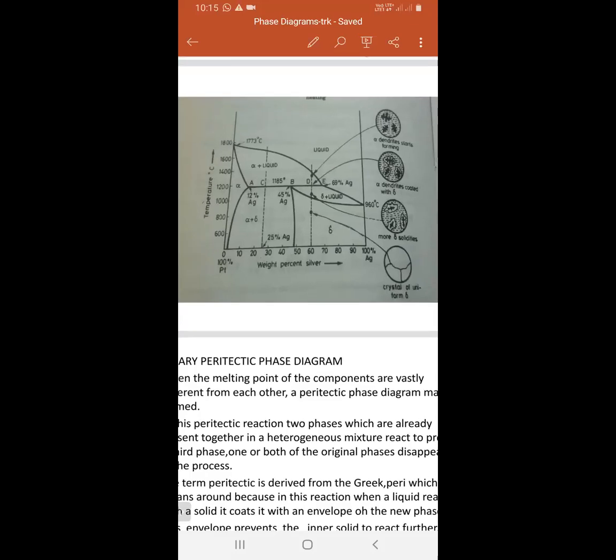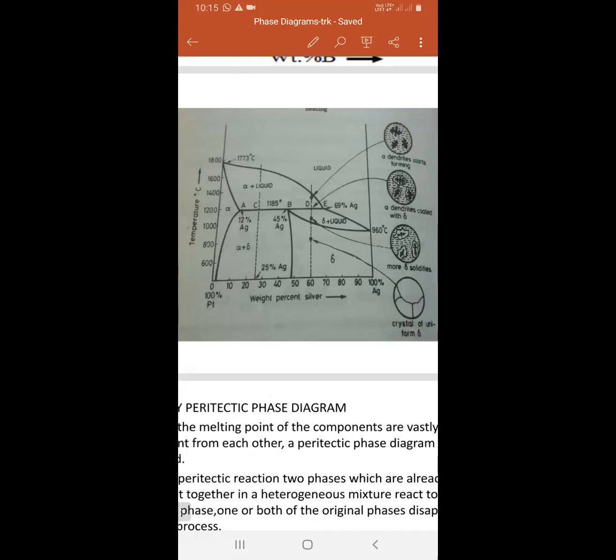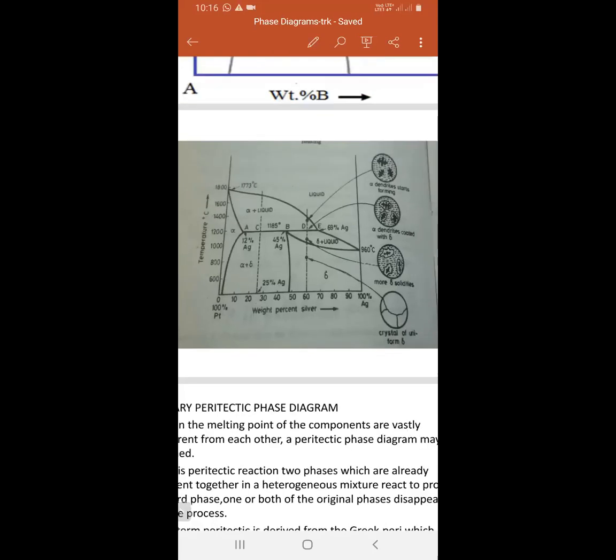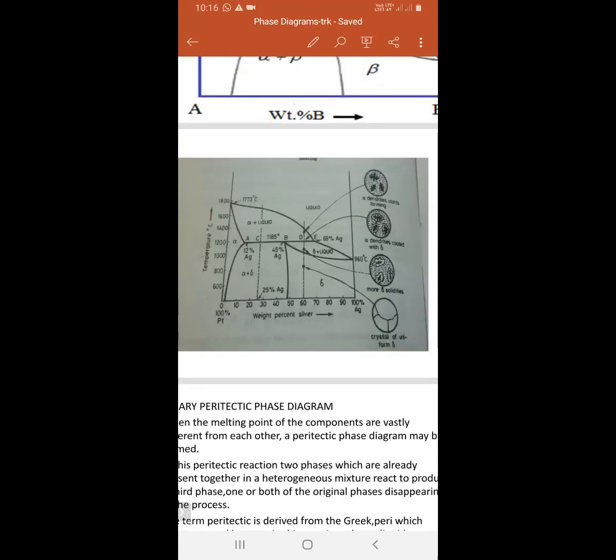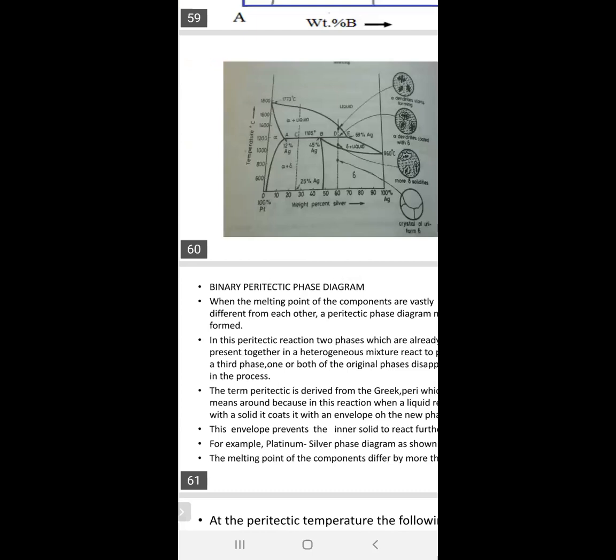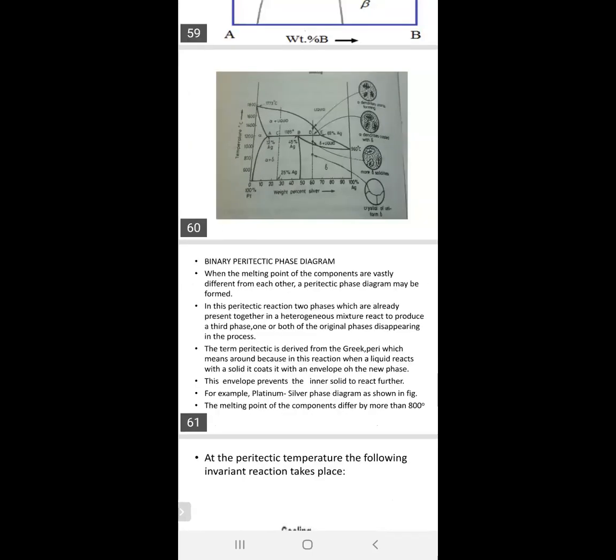Okay, two metals: platinum and silver. We took two pure metals and heated them above their melting point temperatures. The melting point of platinum is 1773 degrees centigrade, and that of silver is 960. The difference between these two melting points is very high, nearly 800 degrees.